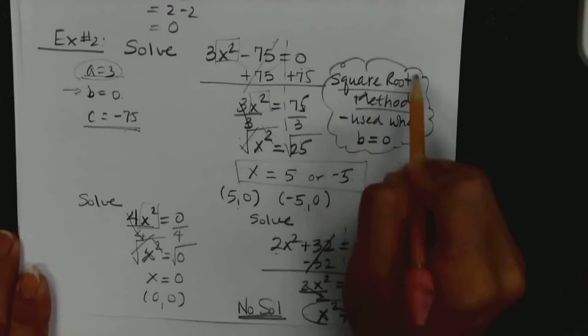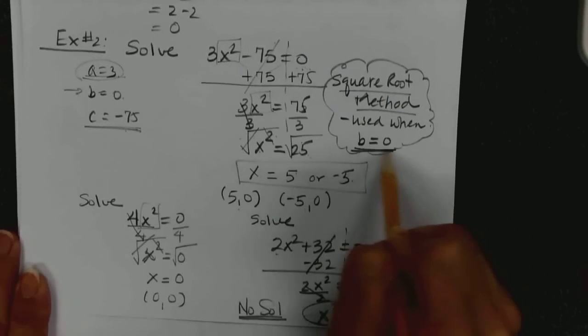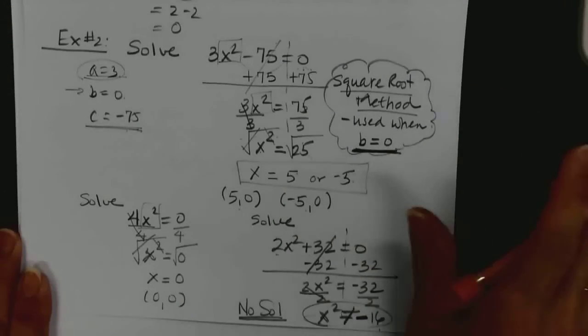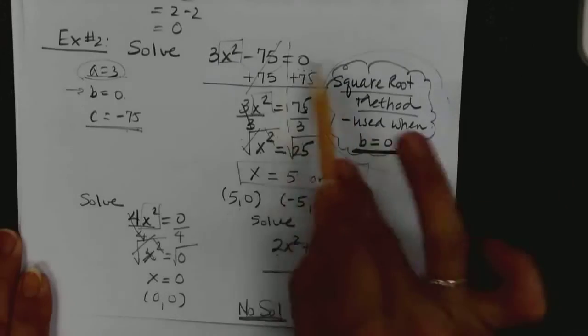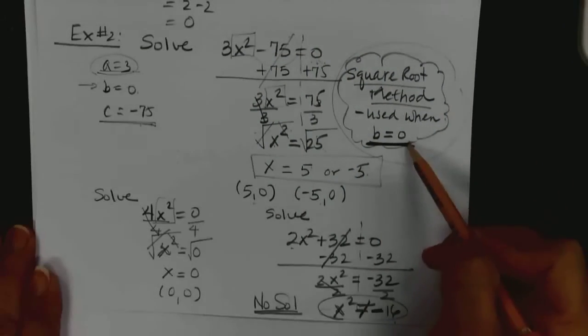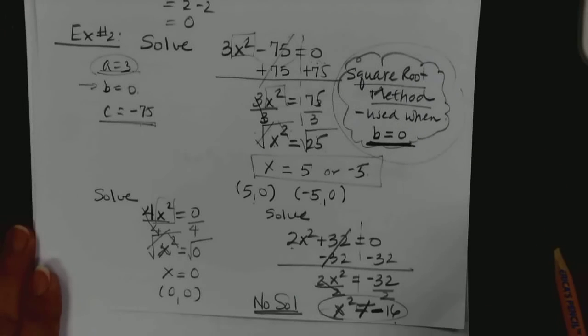So you only use the square root method when b is 0. It doesn't work when b is not 0. We're going to learn another method for when b is not 0 starting tomorrow.